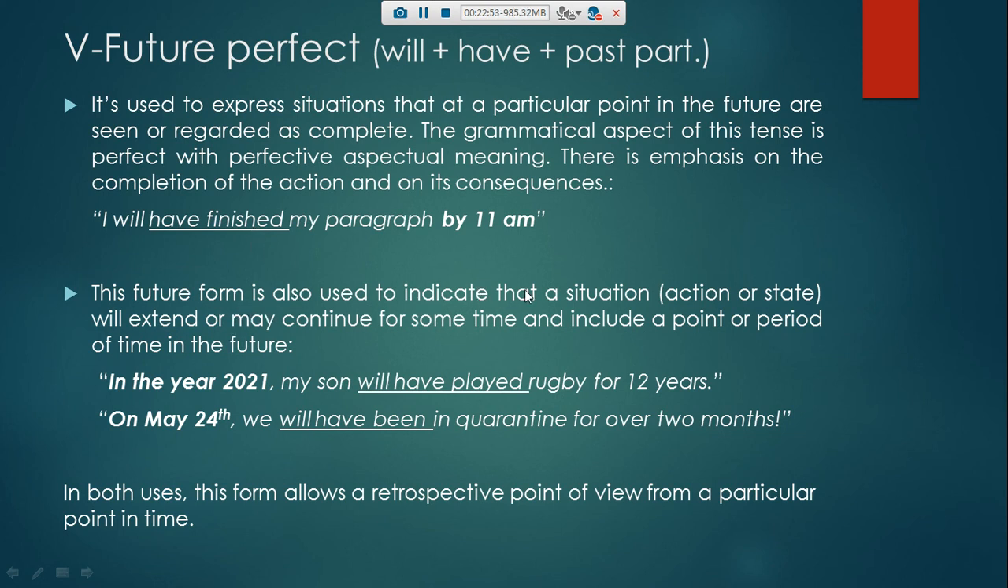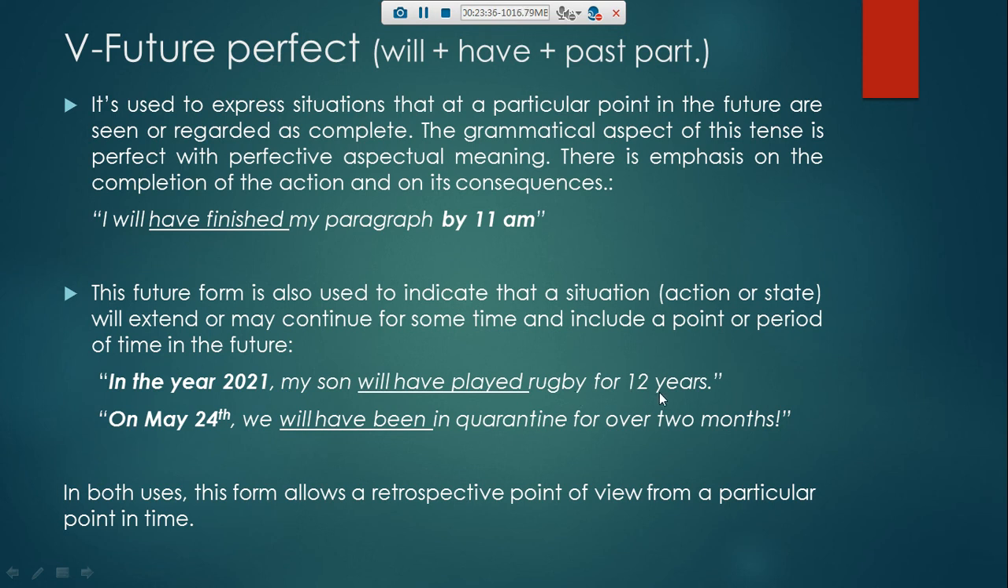This future form is also used to indicate that a situation, action, or state will extend or continue for some time and include a point or period of time in the future. So, in the year 2021, my son will have played rugby for 12 years. So, it indicates an action that will extend into the future, into the year 2021, and will include this period. So he's playing rugby now, and in the year 2021, he will have played rugby for 12 years.